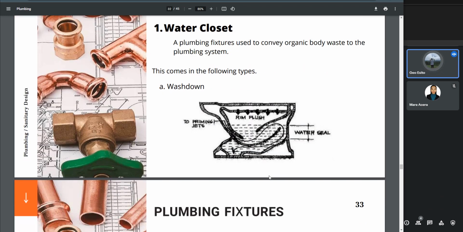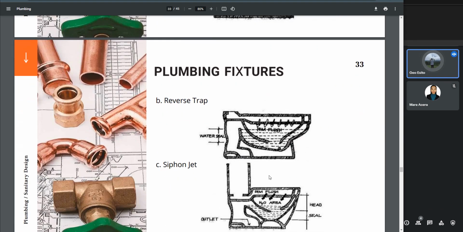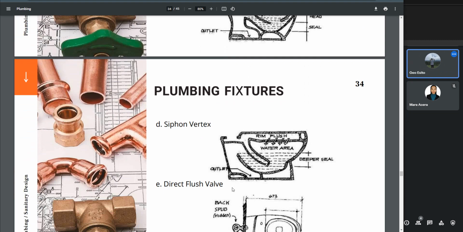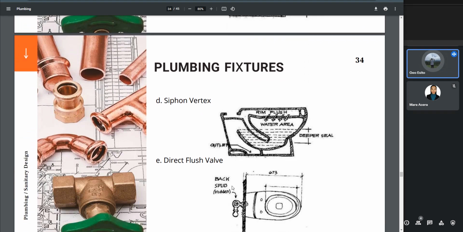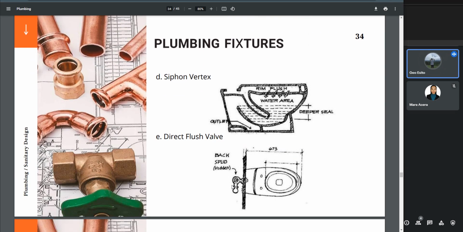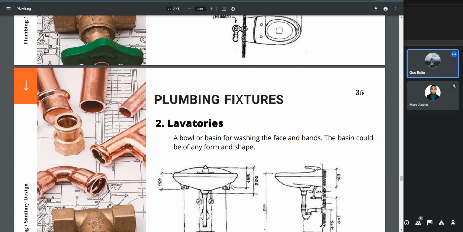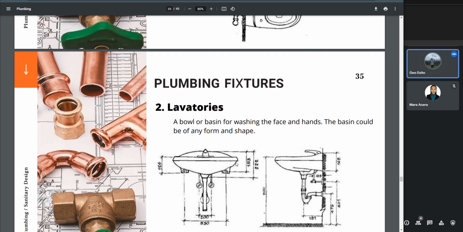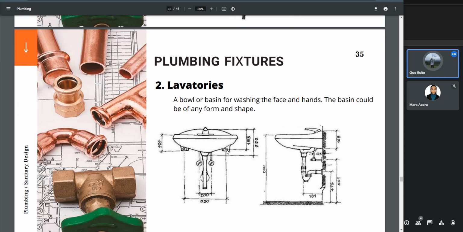The next is the reverse trap. Next, the siphon jet. Next is the siphon vortex. Next is the direct flush valve. So the second plumbing fixture is the lavatories, a bowl or basin for washing the face and hands. The basin could be of any form and shape.